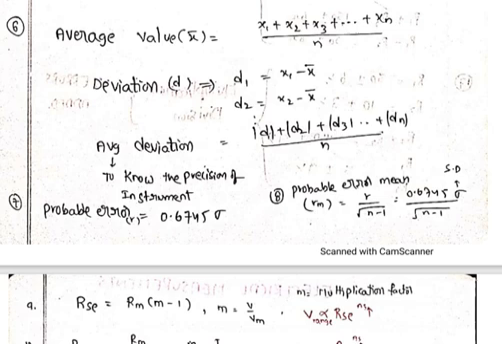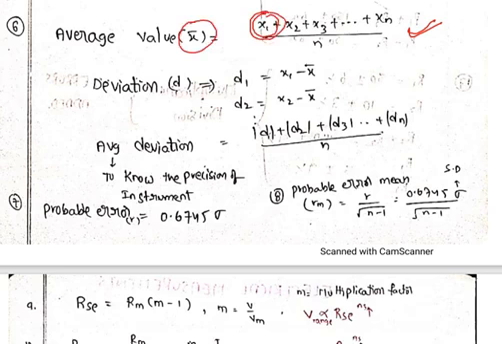Average value formula is x bar equal to x1 plus x2 plus x3 so on xn by n. You know this. Deviation formula is d1 equals x1 minus x bar, that is that particular value minus the average value.